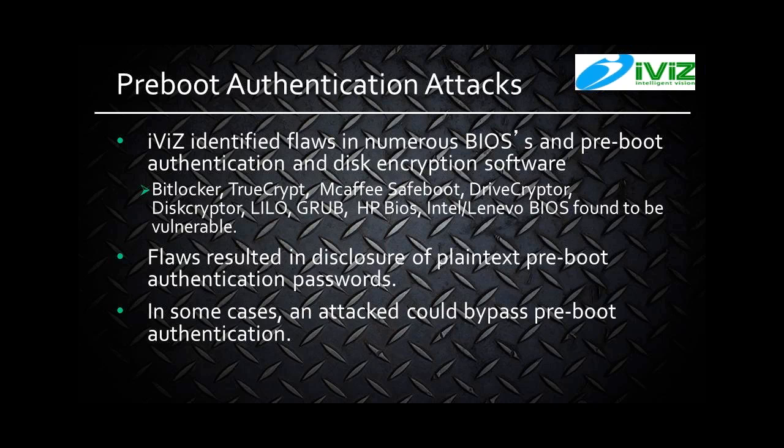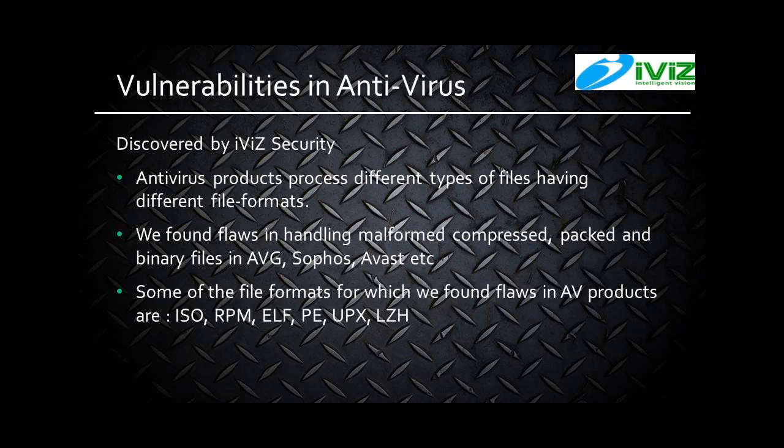The next one, again, was a bit of research we did within iViz. We thought of checking out how good antivirus products are. We did not see too many vulnerabilities reported in antivirus products, so we thought let's try this out, and we took a few of these antivirus products and started fuzzing them. We were checking what kind of malformed input files we could give them, and whether they handle malformed compressed, packed, and binary files in the proper manner. When we tried fuzzing them, we saw that we could get crashes for AVG, Sophos, and multiple other antivirus products. So basically, we discovered numerous zero-day vulnerabilities and exploits. And in fact, not just crashes, we found vulnerabilities where we could do arbitrary code execution.